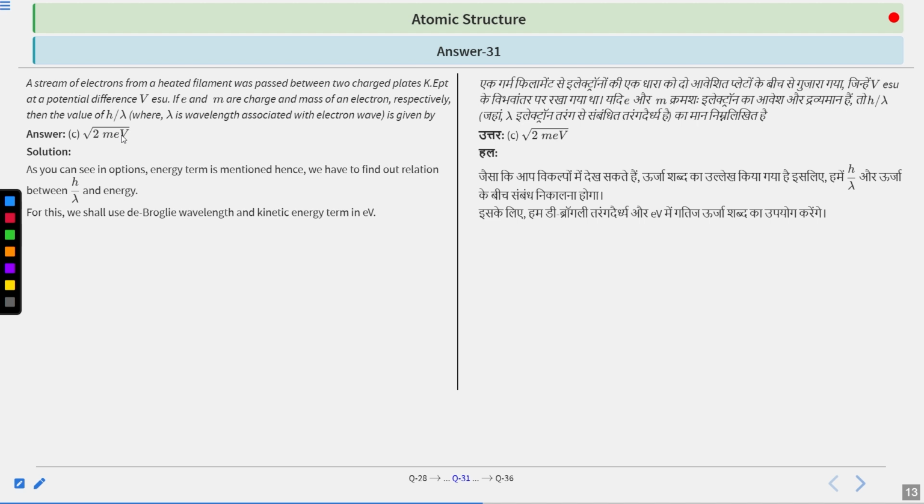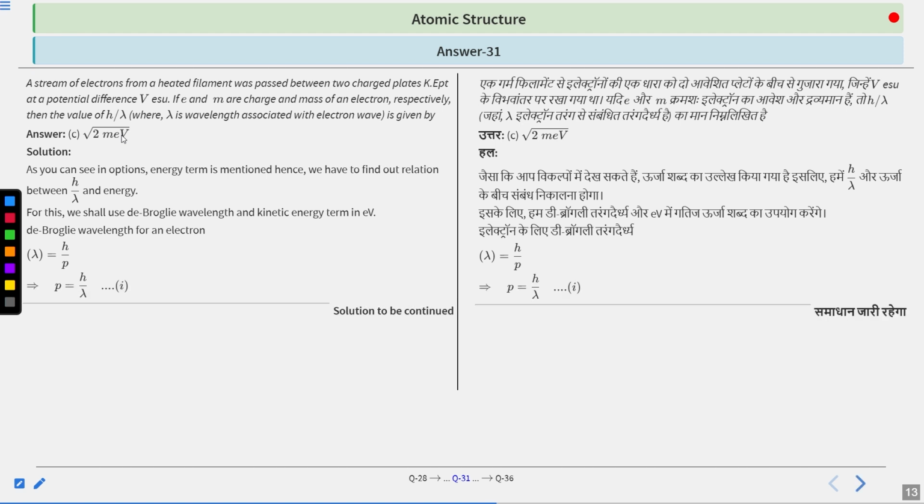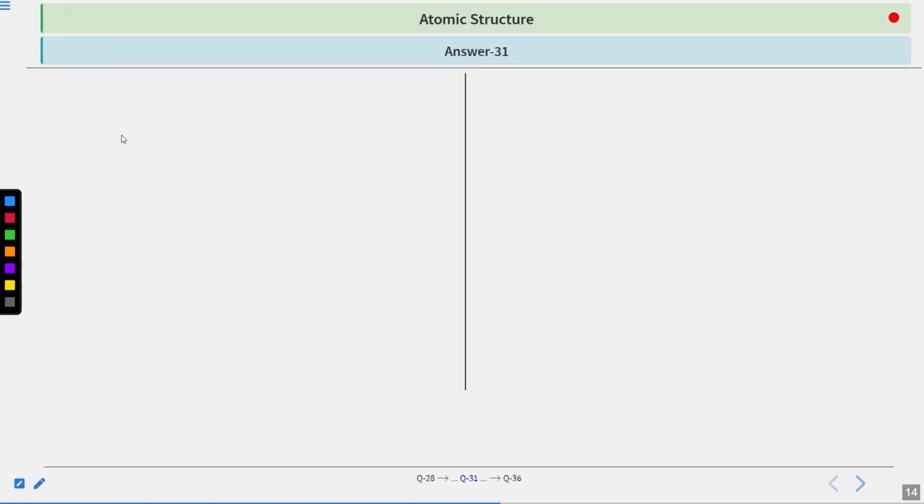Now in the options we can see that the energy term is mentioned between h by lambda and eV. So we have to find a relation between h by lambda and eV. For this we will use the de Broglie wavelength and kinetic energy term in electron volt. The de Broglie wavelength for an electron is given by h by p. We know that very clearly. Further, p is equal to h by lambda, we can write it.